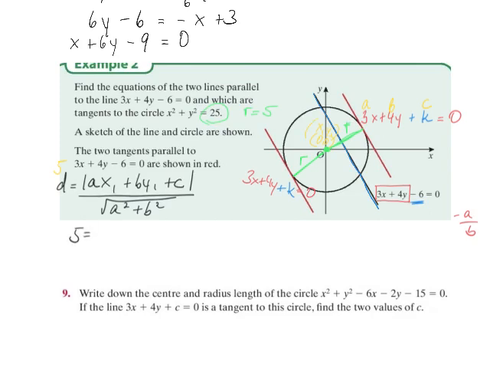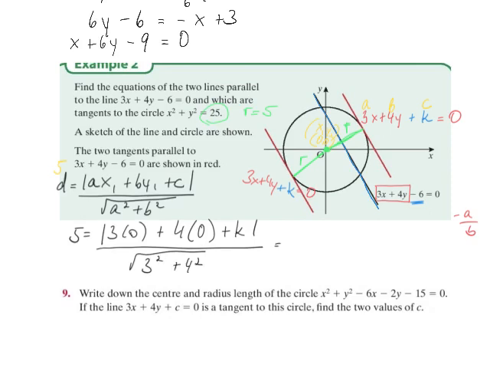So 5 equals the absolute value of a, which is 3, times x1, which is 0, plus b, which is 4, times y1, which is 0, plus k, because this is the piece we don't know, over the square root of 3 squared plus 4 squared. If we simplify it, we get 5 equals the absolute value of k, over the square root of 3 squared plus 4 squared, which is root 25, and that is 5. The next step is we multiply both sides by 5 to get rid of the fraction, so we end up with 25 equals the absolute value of k.